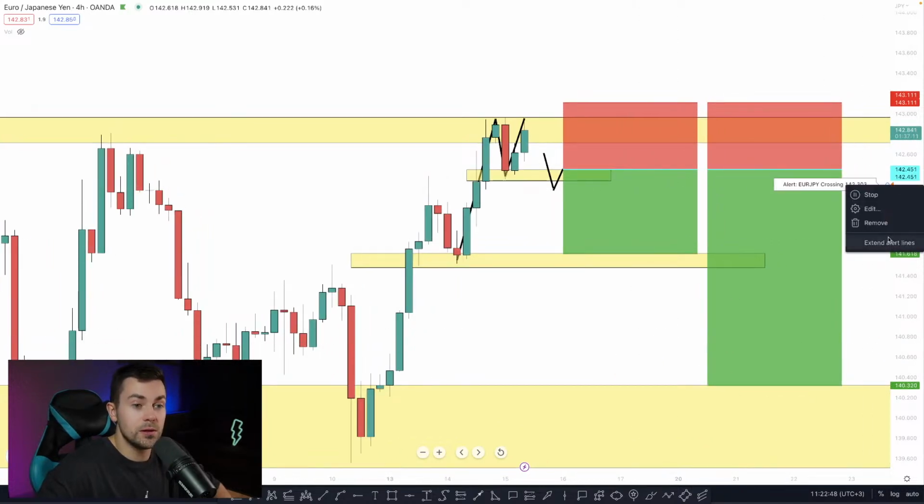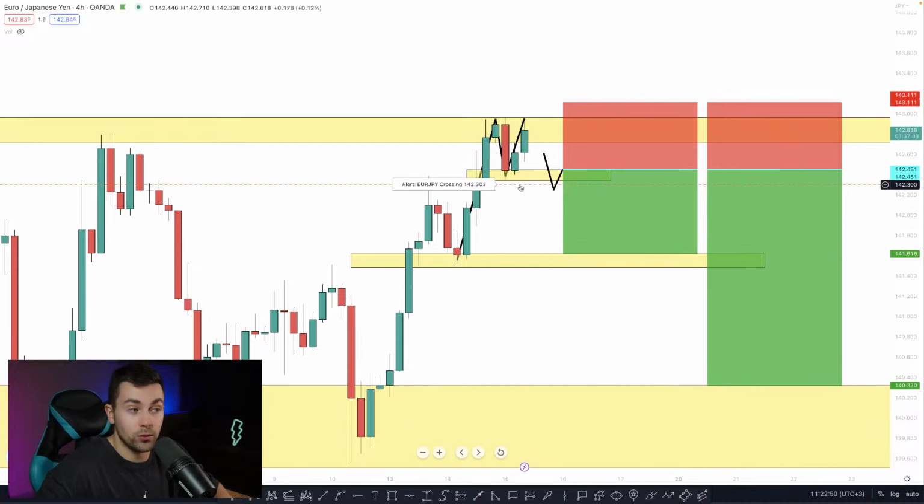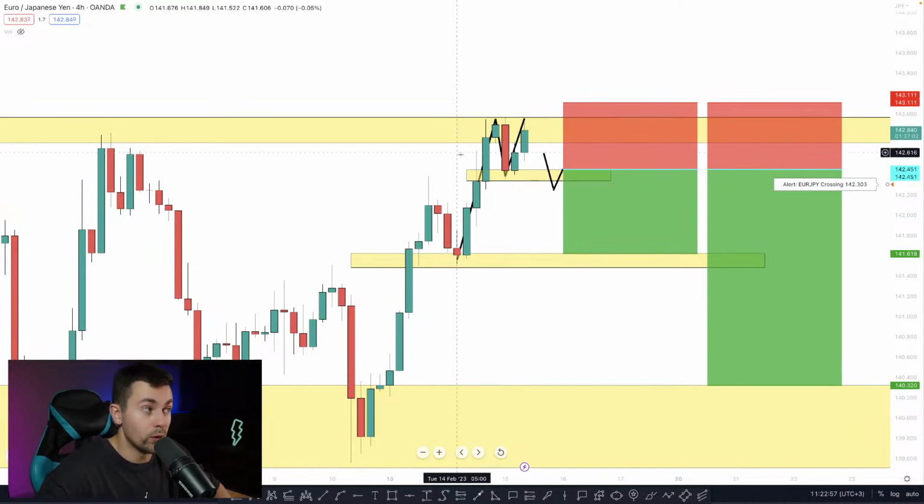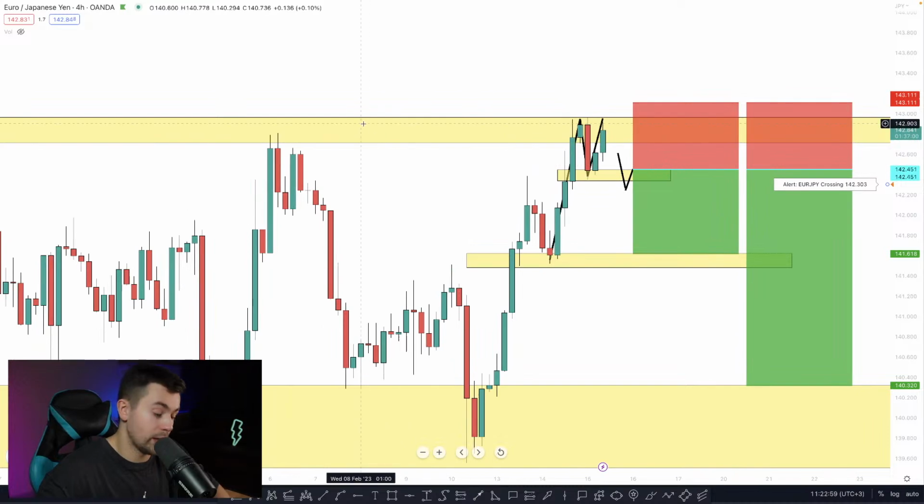Also, traders, you can see that here I also have the alert. Yes, and that alert will help me not to miss the breakout attempt of a neckline. So watch carefully Euro Yen and let's see what will happen.